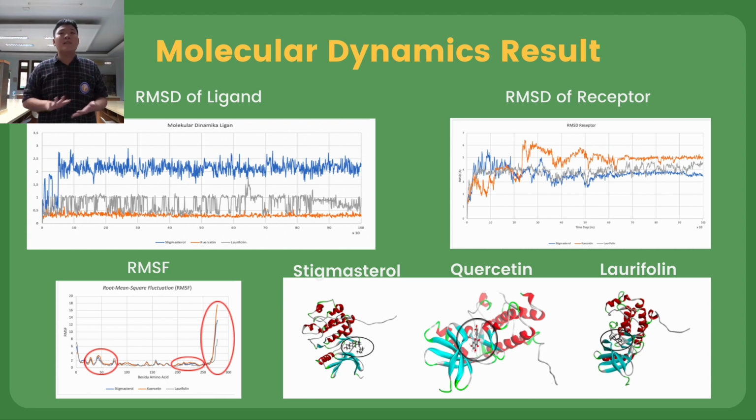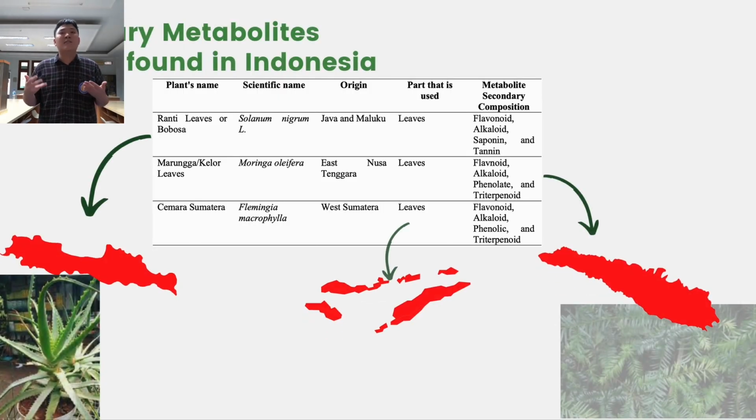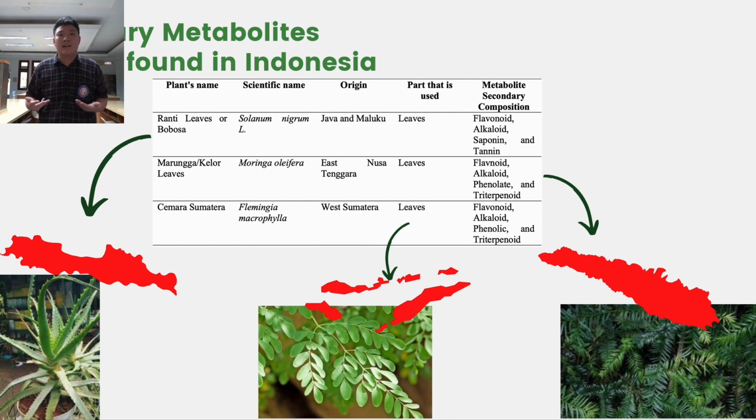Hence, from all of the data that we have received, we can further prove that quercetin is the most stable and can bind the longest compared to other compounds. From the visualization, we can also see that quercetin still binds in the last position, compared to stigmasterol and laurifolin, which have already separated from the protein itself.